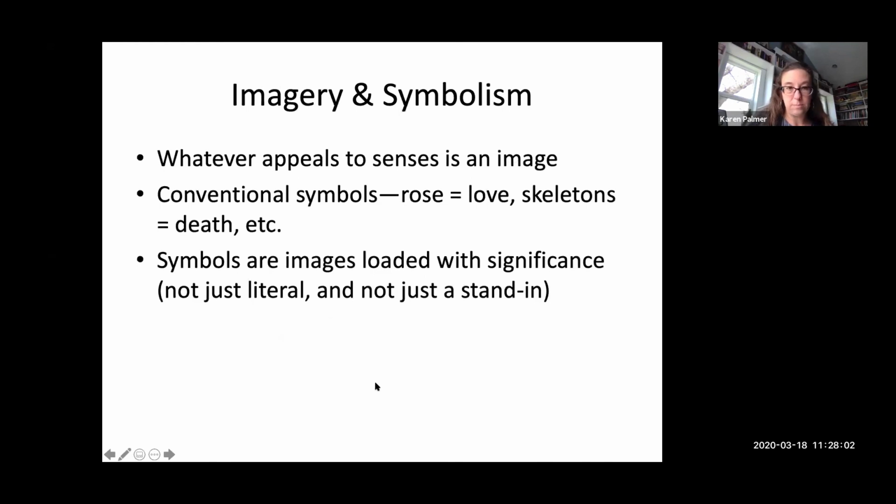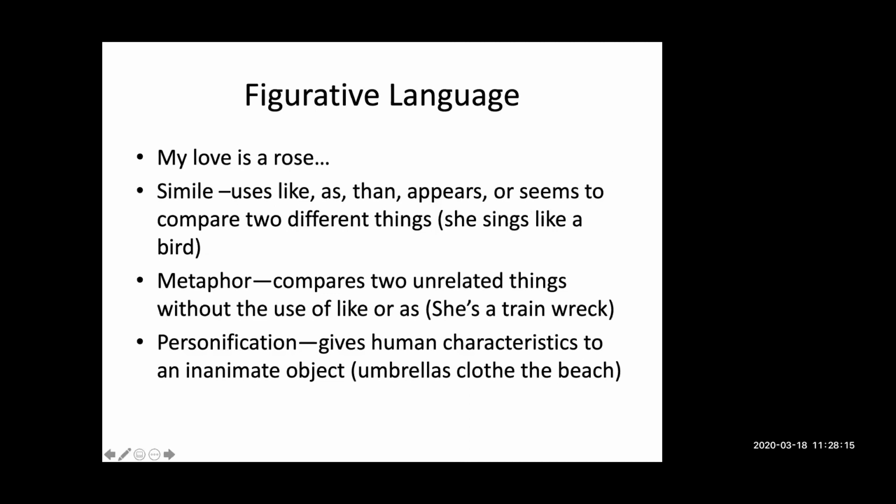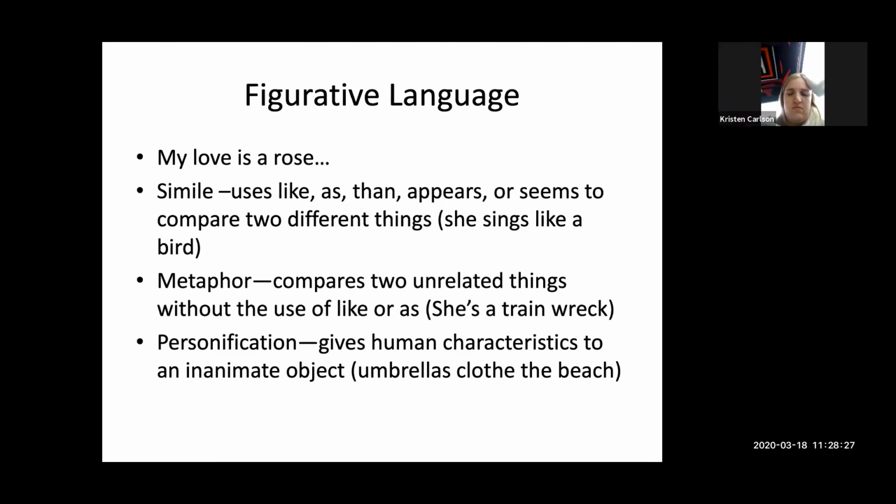Okay, so figurative language. My love is a rose. That would be a metaphor, okay, because it's comparing two unrelated things without the use of like or as. So she's a train wreck. Same thing. It's specifically saying that she is a train wreck. So that was like that firework example, right? Similes are the same thing as metaphors, except they use like or as. So she sings like a bird.